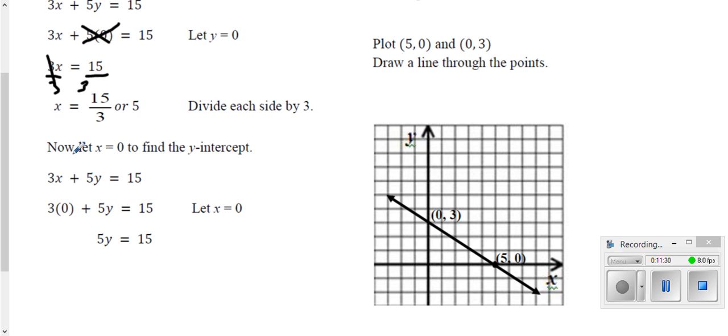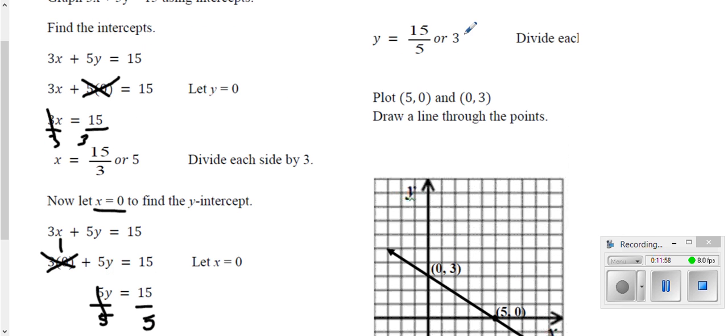And now we'll solve for the y-intercept, so they let x equal 0. They put the 0 in for x right here, and of course 3 times 0 is 0, this goes away. We're left with 5y equals 15. And then we'll go ahead and divide by 5. That cancels out there, and we get y equals 15 divided by 5, which is 3. And so the y-intercept is when x equals 0 and y equals 3 right here.